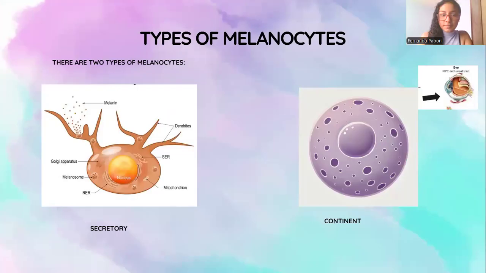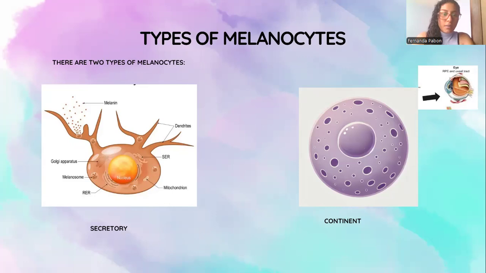I'm going to talk about melanocytes' characteristics and types. First, microscopically, they are oval or sponge-shaped, dendritic, and they are smaller than keratinocytes. The organelles that produce the melanin are the melanosomes. They are present in the cytoplasm.